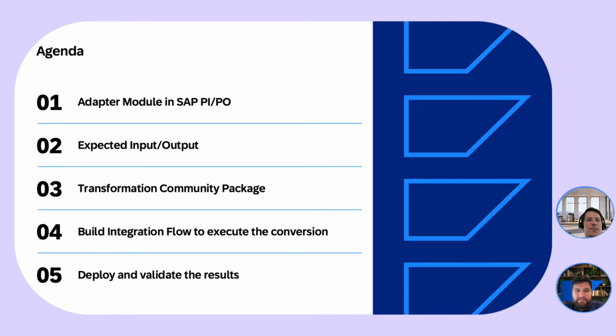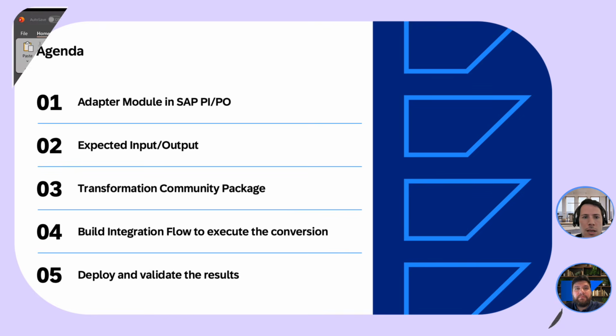Okay, thank you. So as I mentioned, we'll be talking about the IDOCFlatConverter. And in this session, I will cover small details about the current model in PIPO. Then we will go through the expected input and output payloads, and also check the transformation community package available. And then in Integration Suite, we will build the new integration flow where we can execute this conversion. And then we will deploy it and validate the results.